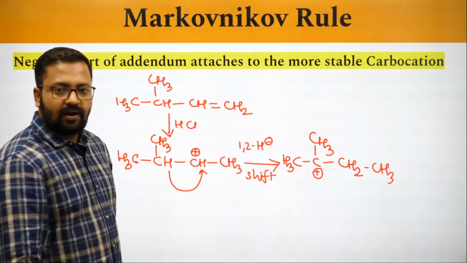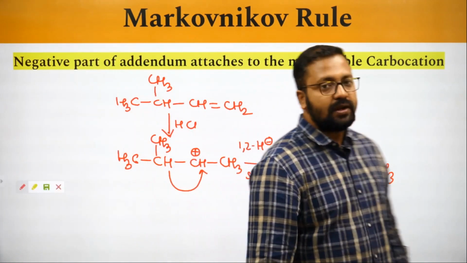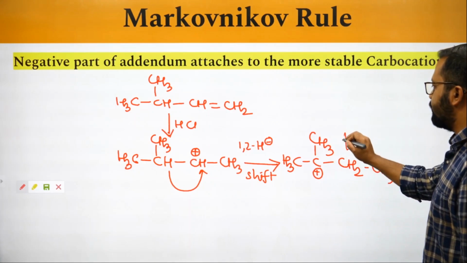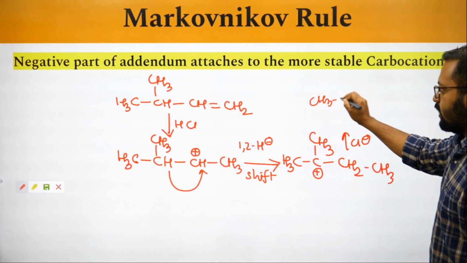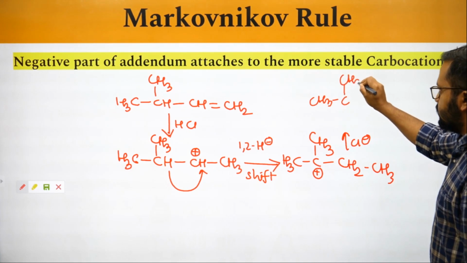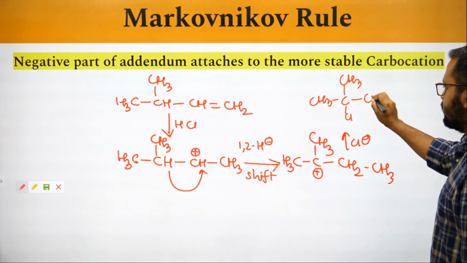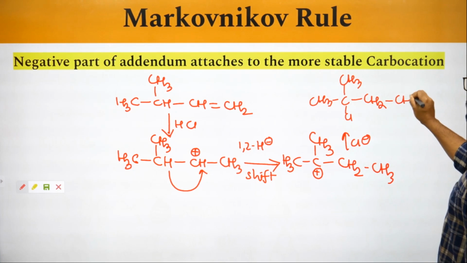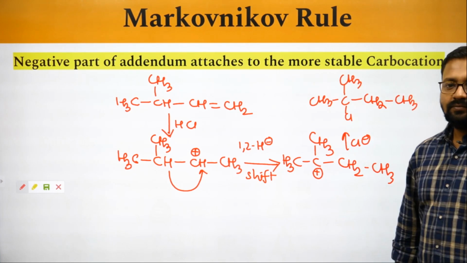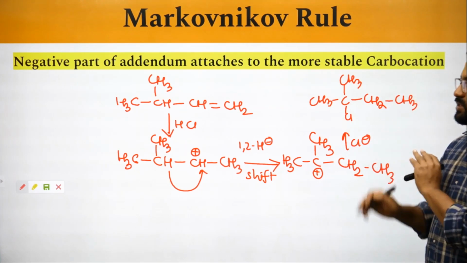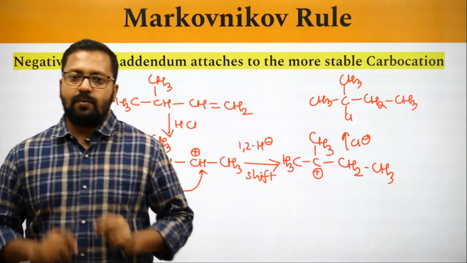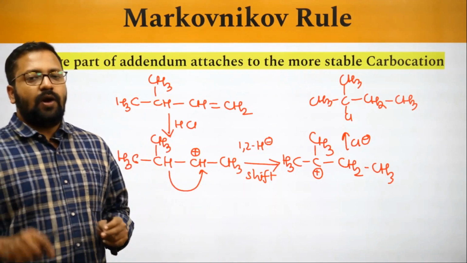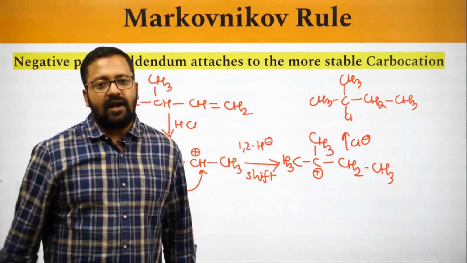Now this carbocation will react with our Cl minus to form an appropriate product. The product would be CH3 C CH3 Cl CH2 CH3. Clear? So this is what Markovnikov rule is. You form the more stable carbocation and there you attach the negative part of the addendum.